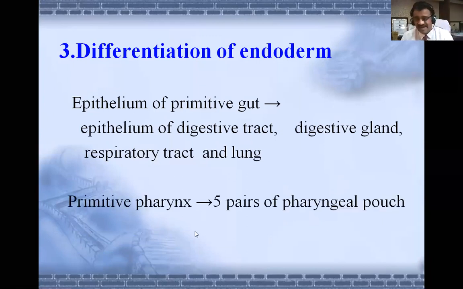And the primitive pharynx. You get 5 pairs of pharyngeal pouches, like the 5 pairs of pharyngeal arches we get. We are talking about pharyngeal arches and pharyngeal pouches in the last part of today's episode.